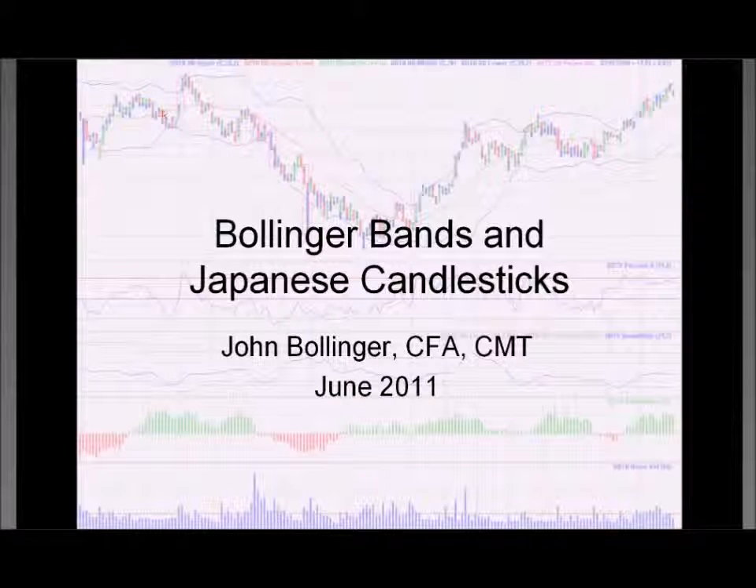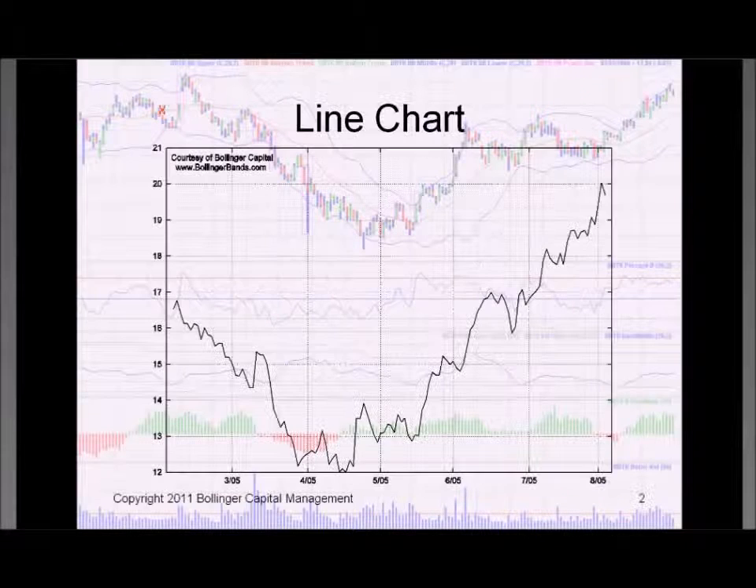But as I say, we're going to start with an exposition on Bollinger Bands, how to build a Bollinger Band chart. We'll touch on a couple of indicators, percent B and bandwidth, and how they're constructed, and then we'll talk about using Candlesticks and Bollinger Bands.